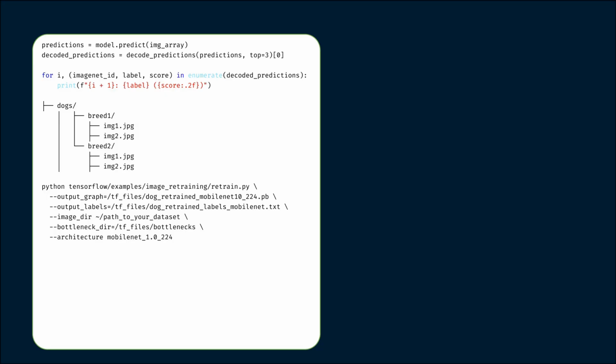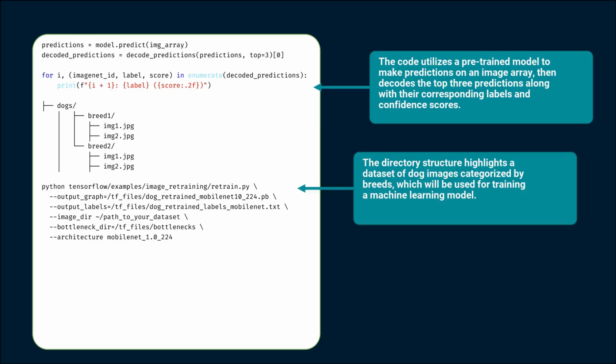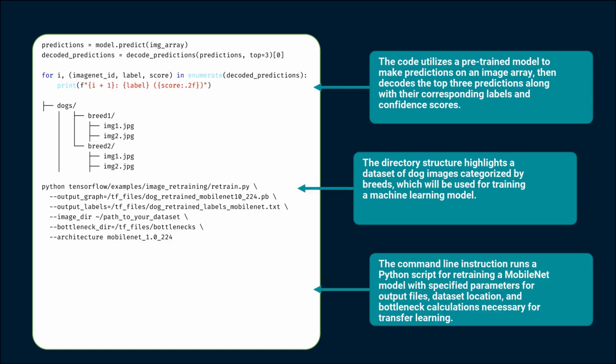Now let's see how we can implement the predictions using our pre-trained MobileNet model. First, we utilize the model's predict method to generate predictions based on the preprocessed image array we created earlier. The output of this method is a set of probabilities corresponding to different classes from the ImageNet dataset. To make sense of these predictions, we then employ the decode predictions function, which transforms the raw prediction output into a more interpretable format, showcasing the most likely classes and their respective scores.